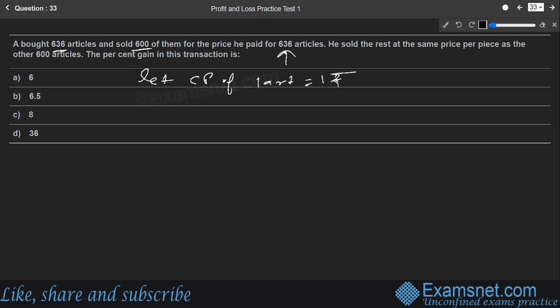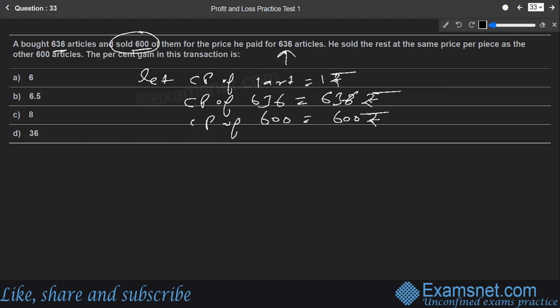So if the cost price of one article is 1 rupee, then the cost price of 636 articles would have been 636 rupees, as simple as that. Similarly, the cost price of 600 articles will be how much? Simply 600 rupees by the same logic. Now, what they say: he sold 600 of them at the price of 636 articles. So that means the selling price of 600 articles is actually equal to the cost price of 636 articles.